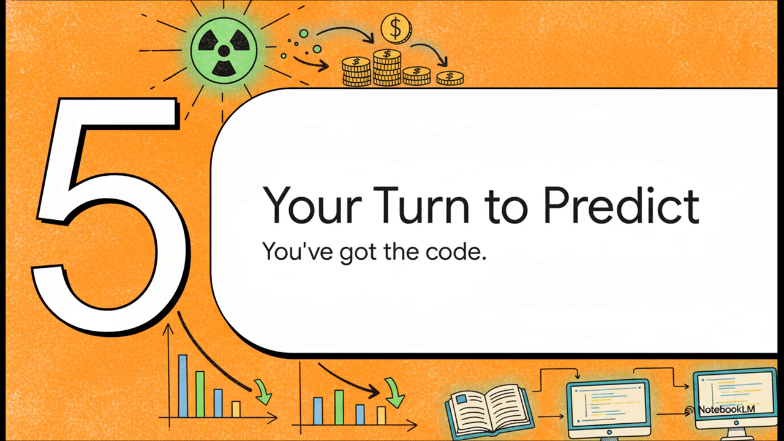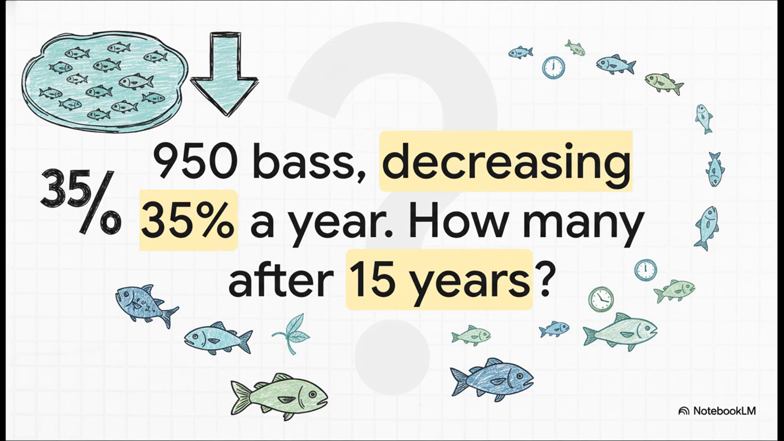All right, I've shown you the cheat code. I've shown you how it works on everything from money to ancient radioactive stuff. So now it's your turn. You have the tools. Let's see you put them to the test. Okay, here's the scenario. Picture a lake with 950 largemouth bass swimming around. But there's a problem. The population is dropping by a huge 35% every single year. So the question is, after 15 years, how many of those fish are still left?